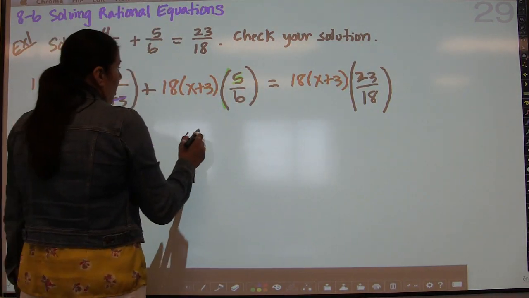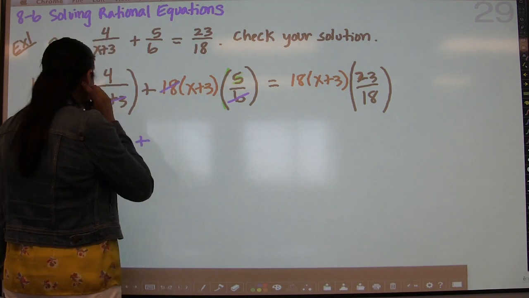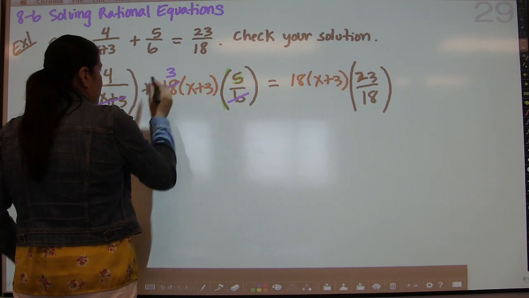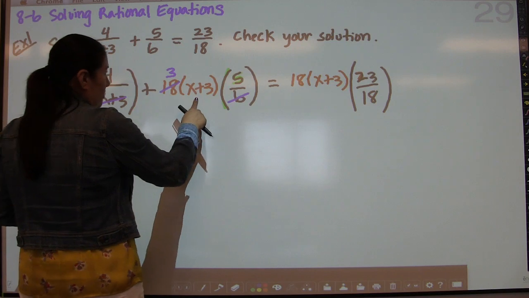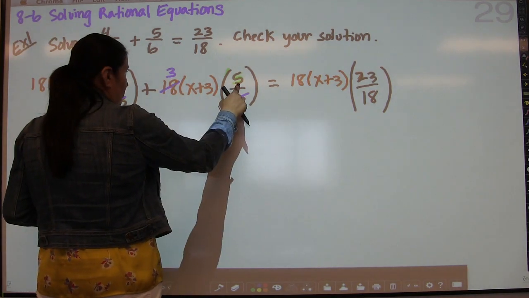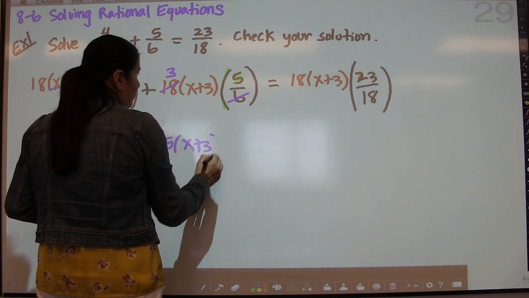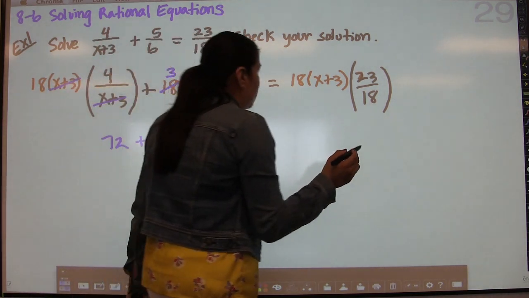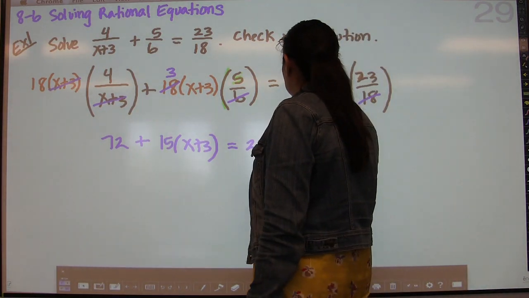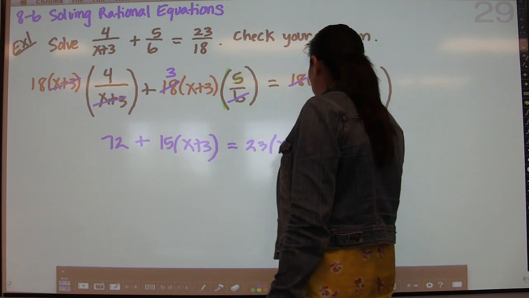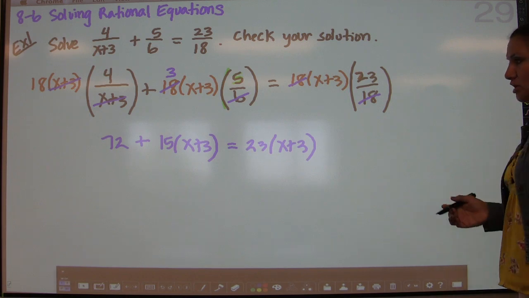And then over here, the 6 is going to cancel with the 6 from the 18, but that's going to leave us with a 3 because 6 times 3 is 18. And the x plus 3 is still going to be there, so I'm going to get 3 times 5, which is 15, and the x plus 3 will remain. And then on the very end, the 18s are going to cancel, and you're going to get 23 times x plus 3. Now we've eliminated all of the fractions that were there originally, and now we can solve it like we normally would.